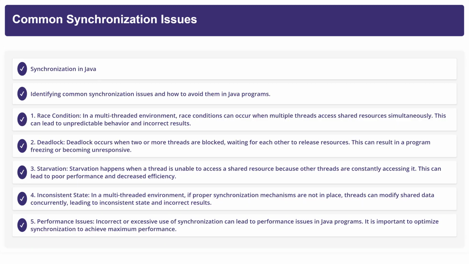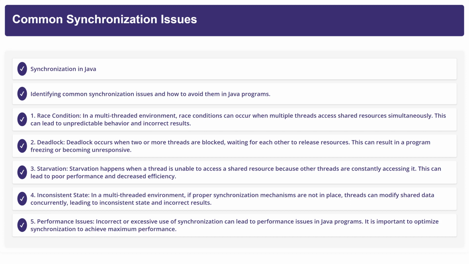In the topic of synchronization in Java, we focus on identifying common synchronization issues and how to avoid them in Java programs. 1. The first issue is race condition, which occurs when multiple threads access shared resources simultaneously. This can lead to unpredictable behavior and incorrect results. 2. Another common issue is deadlock, where two or more threads are blocked, waiting for each other to release resources. This can result in a program freezing or becoming unresponsive.